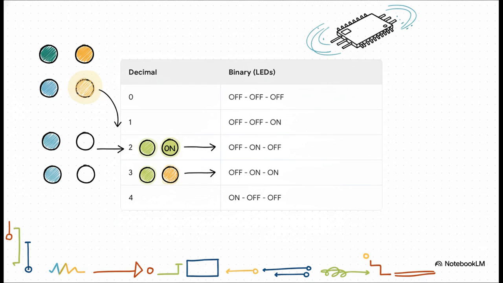So take a look at the number 3. In binary, that's 0, 1, 1. So the first light is off, but the next 2 are on. Simple. For the number 4, it's 1, 0, 0. So only that first light is on. It's this simple visual pattern that forms the basis of, well, all digital information.